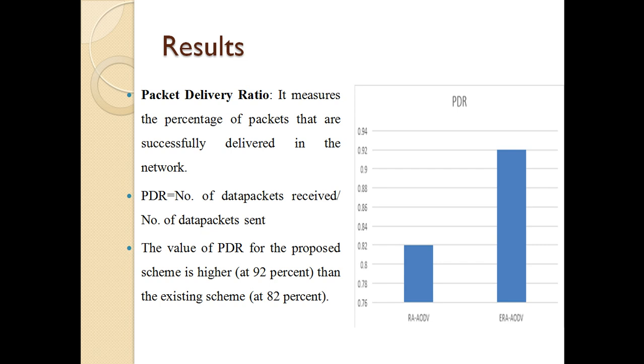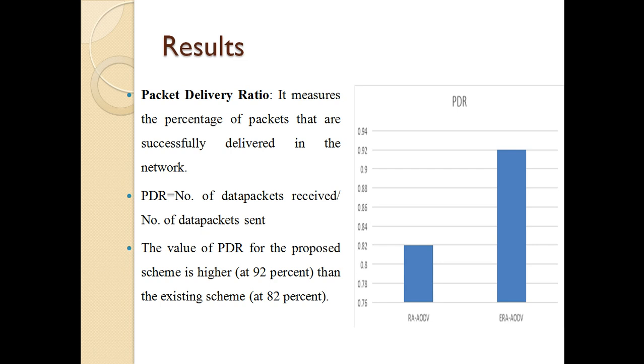Results. We are estimating the results on the reliability parameters of packet delivery ratio, throughput, end-to-end delay, and remaining energy. First is packet delivery ratio. It measures the percentage of the packets that are successfully delivered in the network. The formula is given: the number of packets received divided by the number of packets sent.